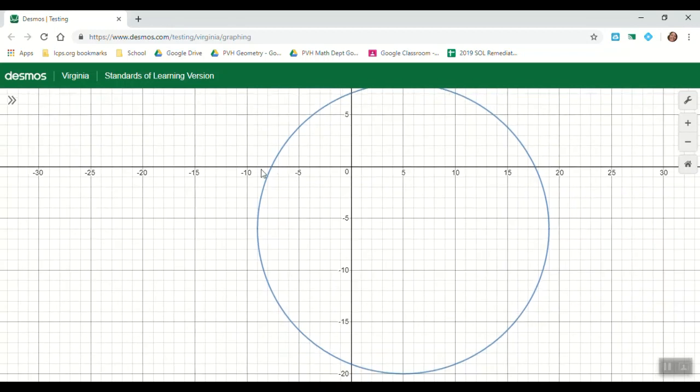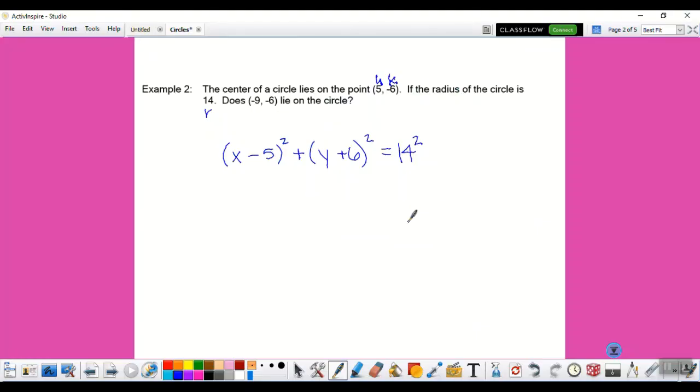So I'm going to go to where negative 9, and I'm going to go down to about 6, and I'm going to click on the graph and see how it lights up and says negative 9, negative 6. That's a point on the circle. And if you wanted to, it'll tell you all the points around the circle as you go around. But the one we're worried about, negative 9, negative 6, is right there. So yes, it's on the circle.